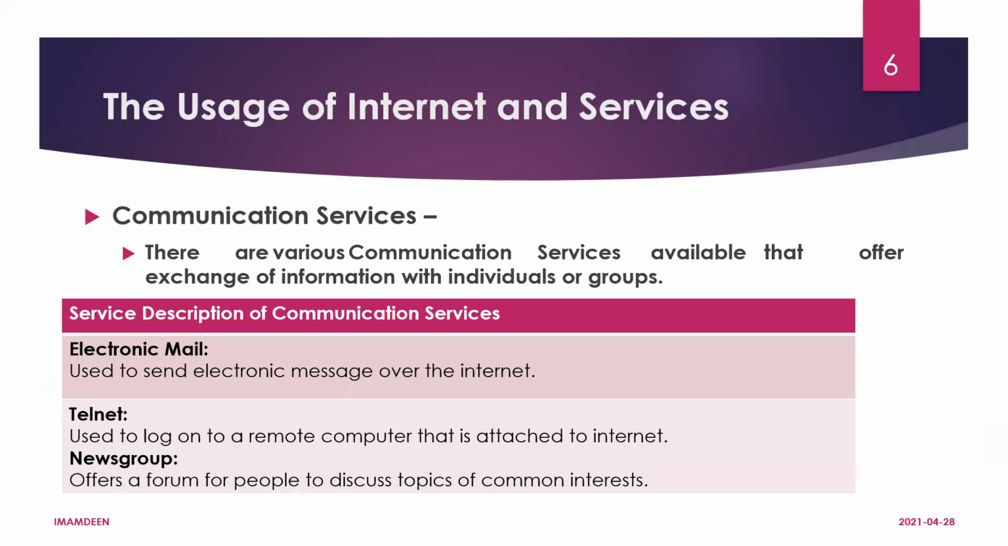So next, the usage. First we'll see the communication service. There are various communication services available that offer exchange of information with individuals and groups. So first one, electronic mail, used to send electronic messages over the internet. That's called email. Normally we say email, right? That's the electronic mail full form, right? Then telnet and news groups. These are the communication services that we use.